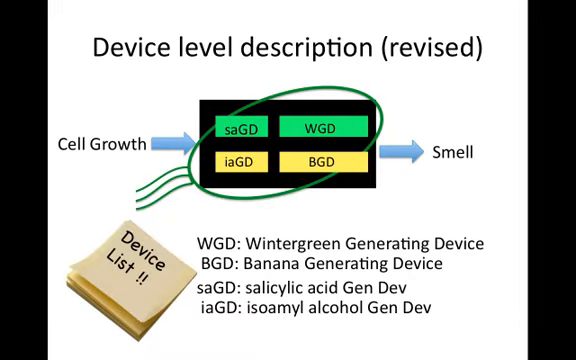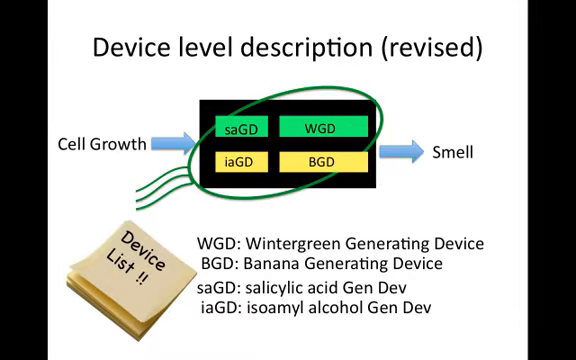So there is now on the device list a salicylic acid generating device. Salicylic acid is the precursor for the wintergreen smell generating device. And then there is also an isoamyl alcohol generating device, because isoamyl alcohol is the precursor to the banana smell generating device. And so with the cell able to make these precursor molecules, they can produce the smell based on their cell growth cycle if we can now regulate the wintergreen generating device and the banana generating device by cell growth.